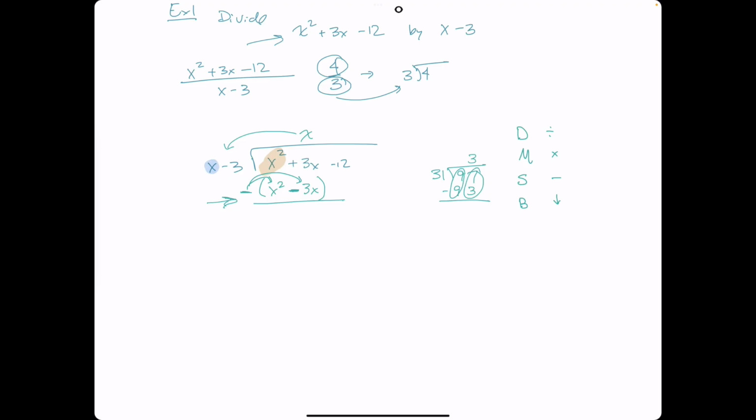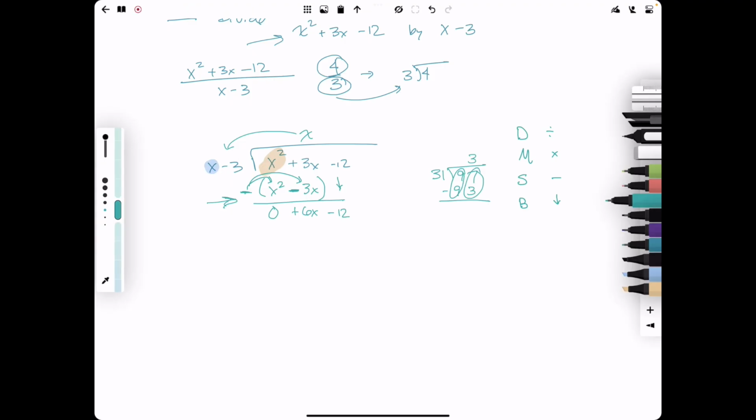The first two cancel out. X squared minus x squared is 0. You don't have to write the 0, I'm just emphasizing that it's there. Then I have 3x minus negative 3x, so it's going to be a positive 6x. And then you need to bring down the negative 12. Then we ask ourselves again, what do you have to multiply x by to get the 6x? You have to multiply it by 6, so we put a positive 6 there.